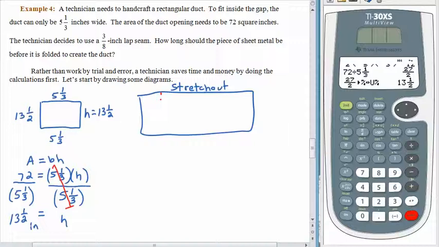So I need a portion here that will become the bottom of the duct. That's 5 1/3. I need a portion here that will become the right-hand side of the duct. That's 13.5. I need a portion here that's going to become the top. Clearly this is not drawn to scale, but hopefully you're getting the right idea. 5 1/3. I need another portion here that's going to become the left-hand side of the duct. So there's 13.5. And then I need this last little portion for the lap seam, and that's 3/8 of an inch. That's how long this has to be.